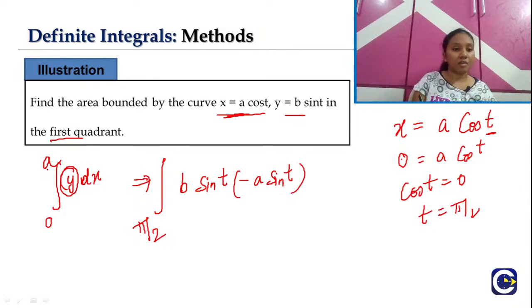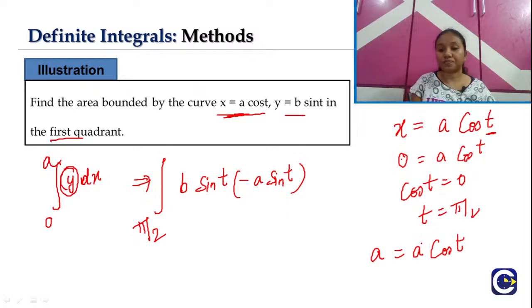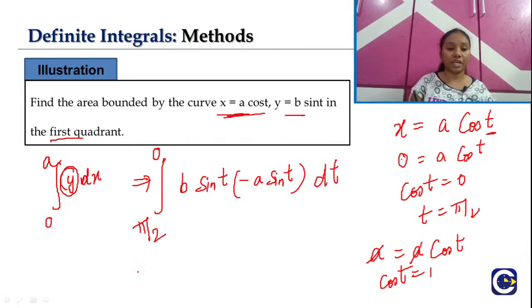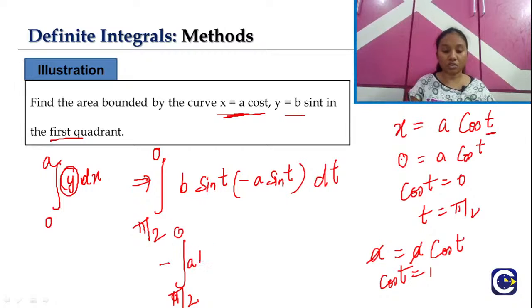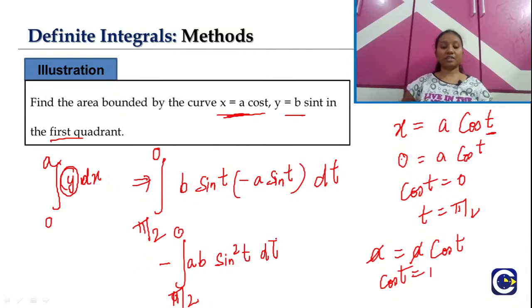Next, my x value is equal to a. So let's substitute the x value equal to a. So a equals a cos t. That means cos t equals 1. That will be at t equal to 0. So now my limits are also turned in terms of t, where my function has now turned out to be integration from pi by 2 to 0 of minus ab, we can pull that out. So minus ab sine square t dt. So this is our function which we are left with.